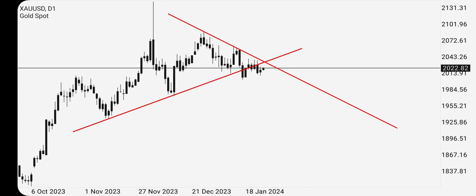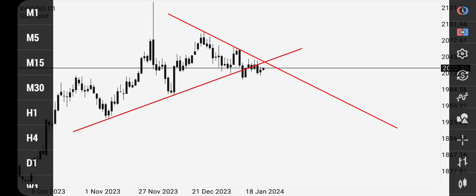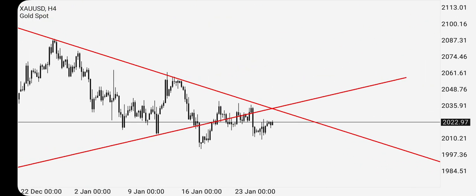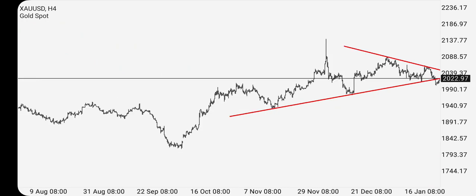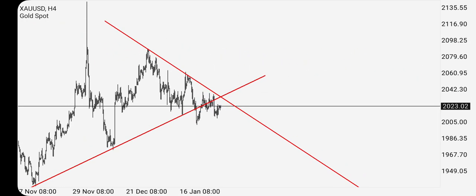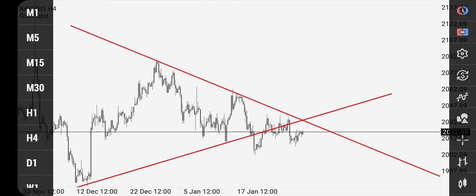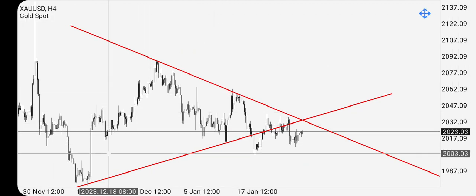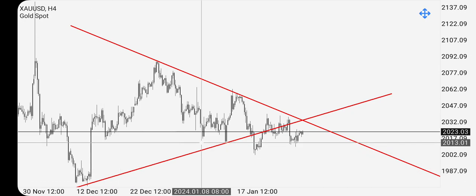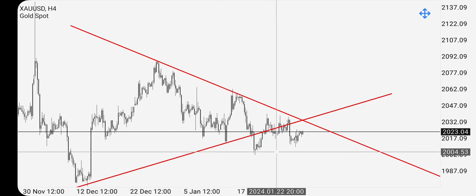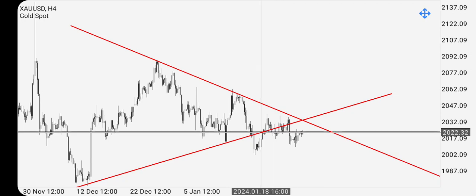Our data on daily tells us, and we can go to a smaller time frame, H4, to see perfectly what's been happening. Just zoom in a bit again. Perfect. Now we are in H4 where we had that point one, and then we had that touch again, and then here it got broken.